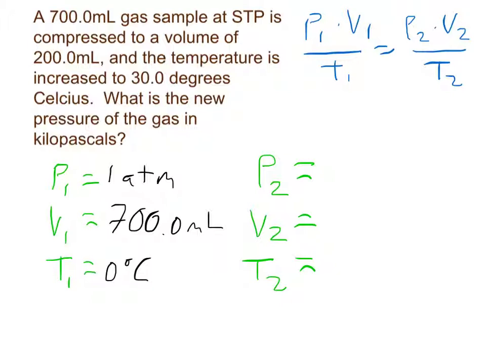To find the final volume, pressure, and temperature, we look at the rest of the problem, and it says the gas is compressed to a volume of 200 milliliters. So we know that the final volume is 200 milliliters. It states that the temperature is increased to 30 degrees Celsius. So we're going to put our final temperature as 30 degrees Celsius. And the question states, what is the new pressure of the gas in kilopascals? So we're going to write our new pressure as X because we don't know what it is, and our unit is kilopascals.